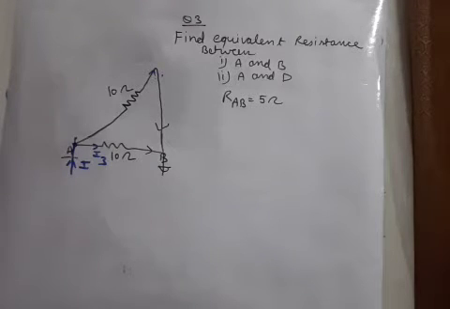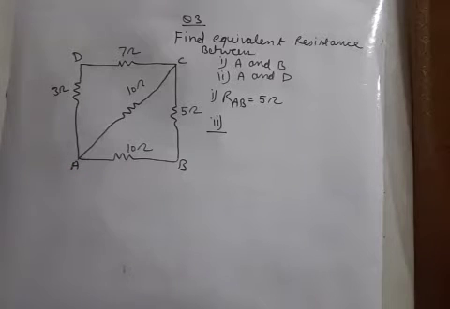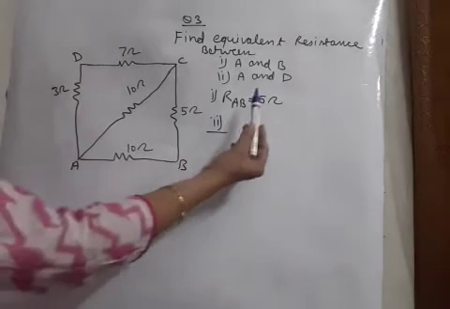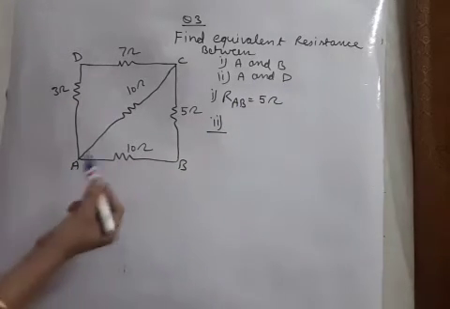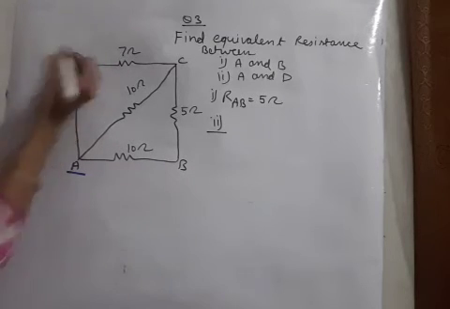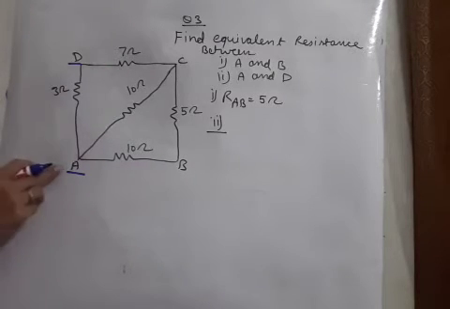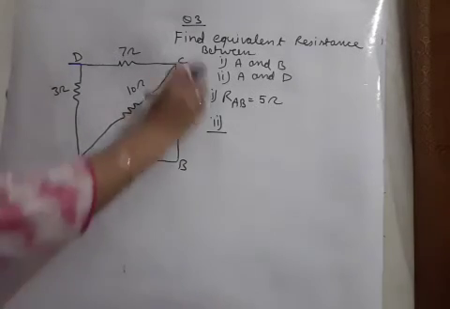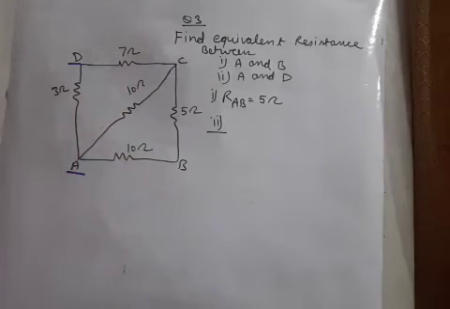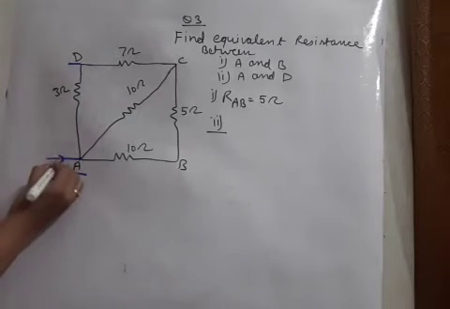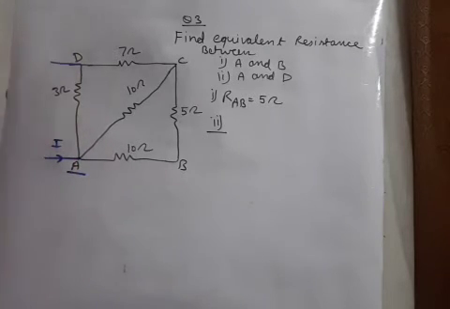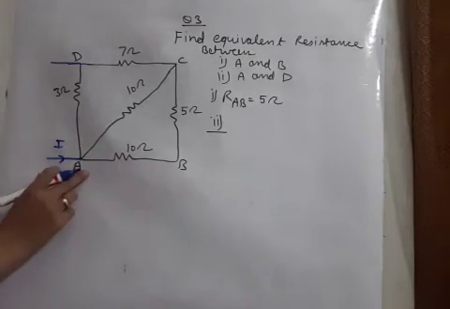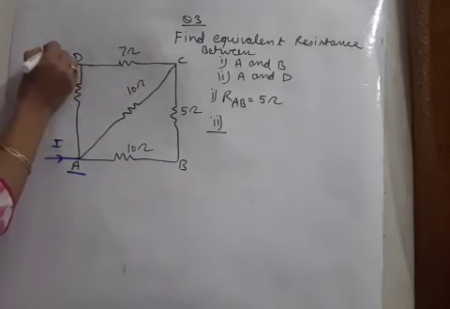Now we will calculate the equivalent resistance between points A and D. In our second part, we have to find the resistance between A and D. Let us mark the A and D points. Then enter the current from A and exit from D now. That means this way the path of the current should be covered. So we will draw the line like this. Enter the current at A and exit at D.